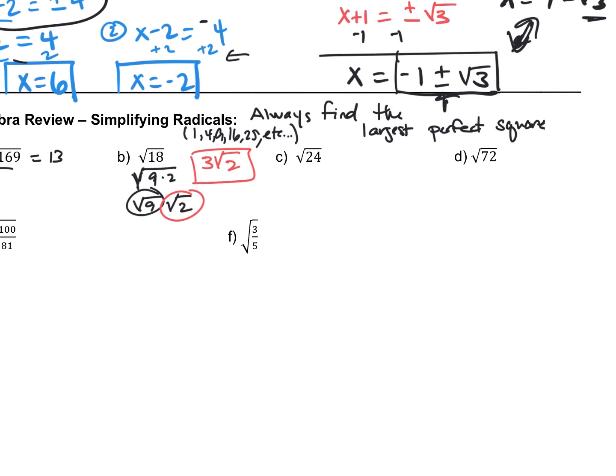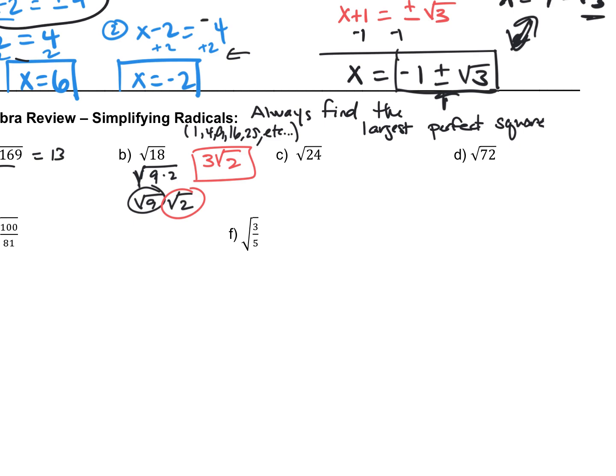Okay. The next one, we have square root of 24. Now this one, a lot different. Just find that perfect one. Sometimes we just go for what we know are the factors. If you need a list of factors, you can. But I know that 4 times 6, this is the only perfect square in there. Okay. So I know that's going to equal this.